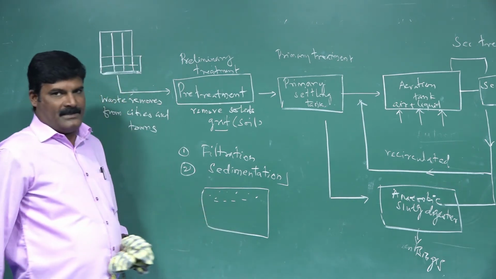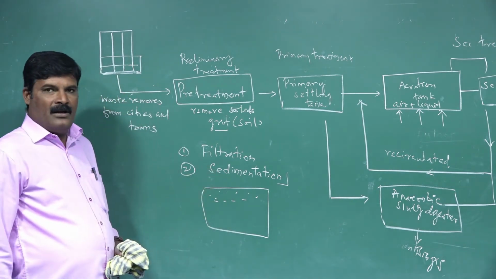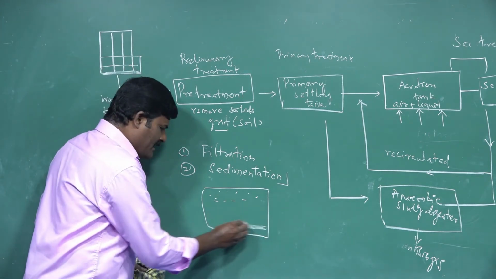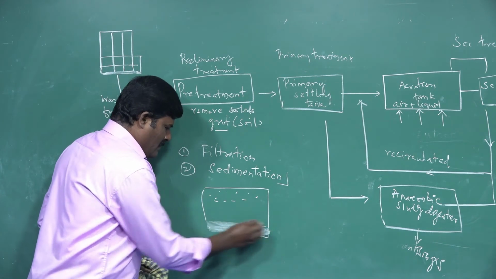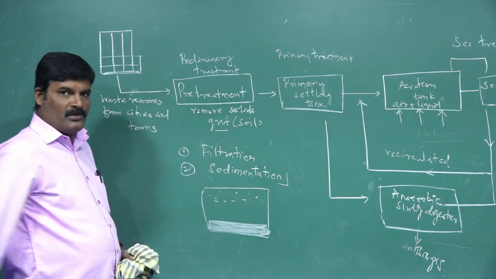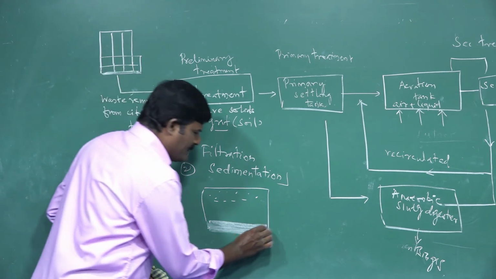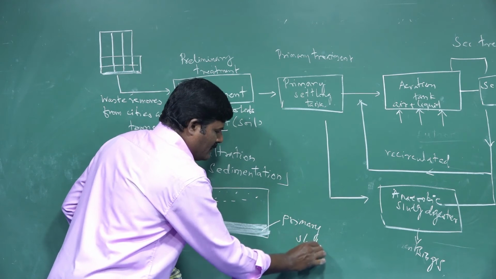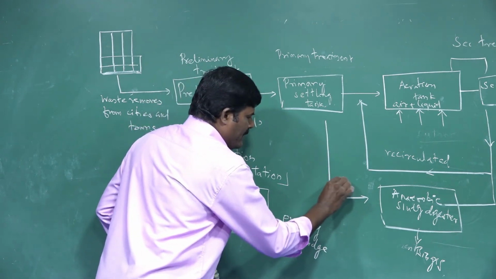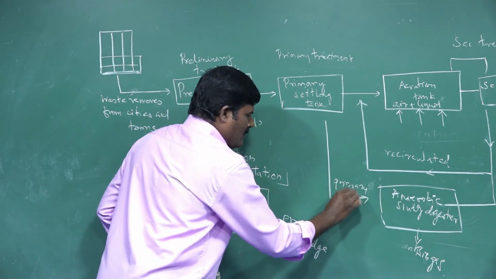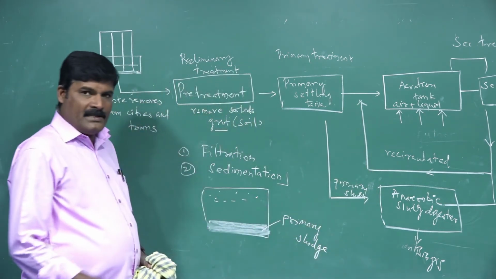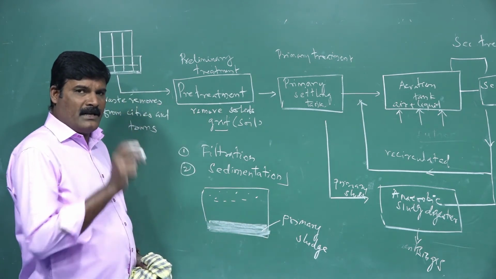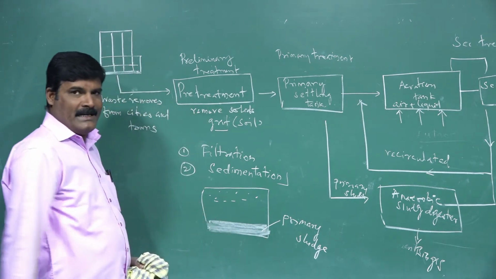Sedimentation means it deposits. During this process, all solids settle down to form primary sludge. This is a primary sludge. All solids settle down at the bottom. It becomes what is called a primary sludge. Sludge means solid compounds that have settled down.